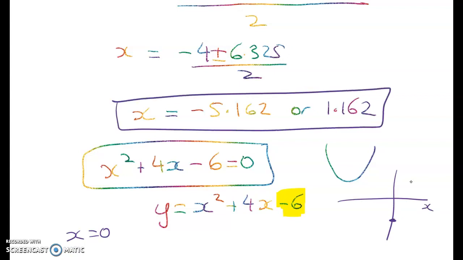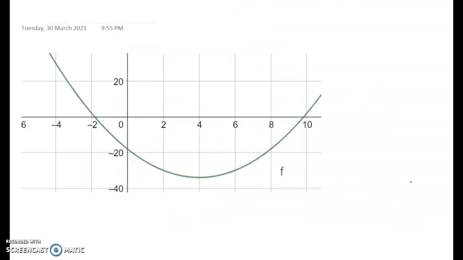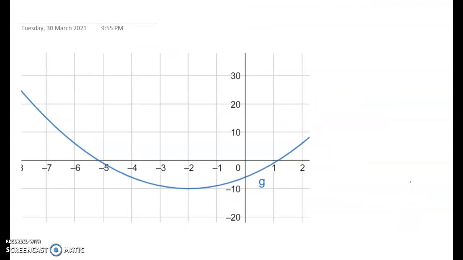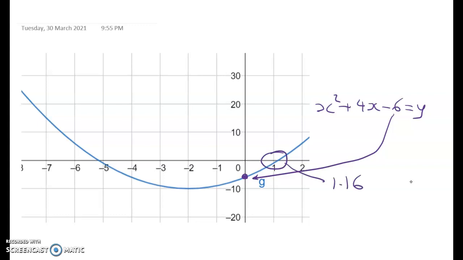And these two things here, remember, are my x-intercepts, right? So they're telling me that the parabola goes through here and here. So let's just check that that is what it looks like when we put it into GeoGebra. So this is it here, right? So this is x squared plus 4x minus 6 is equal to y. And you can see it's crossing at negative 6 here. This one here is my 1.162, and this one here is my negative 5.162.